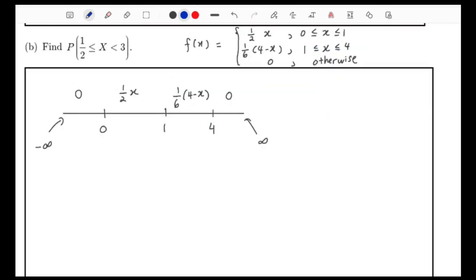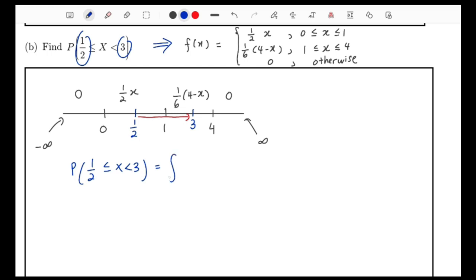To answer question B, find the probability from half until 3. I substitute a equals to half into the function, and then I draw the number line. So I'm going to put up half and 3 into the number line. So half should be somewhere here and 3 somewhere over there, and then we're going to find the probability from half until 3. So we can obviously see that we need to separate it into two parts.